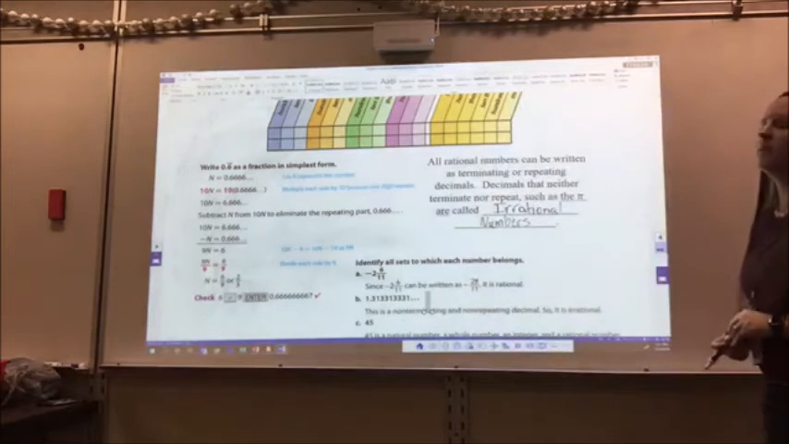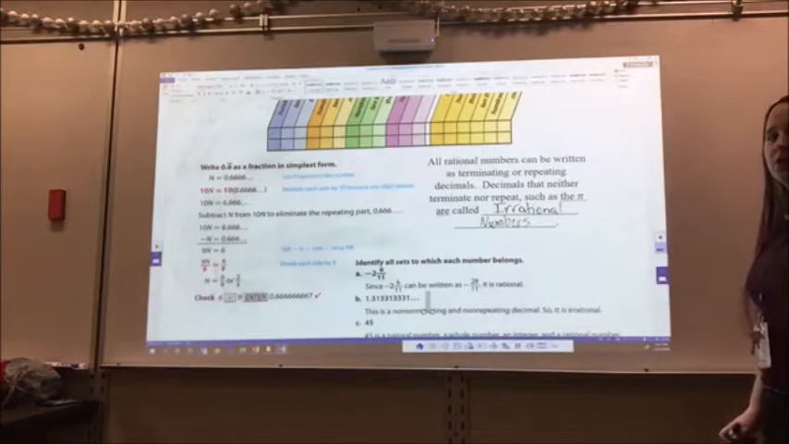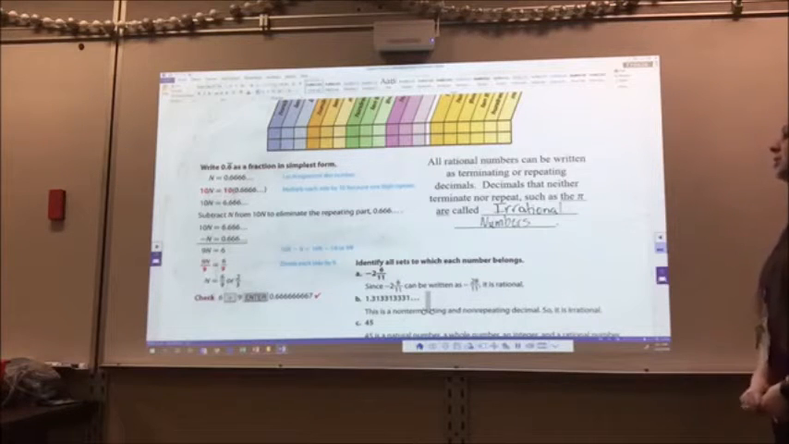Irrational numbers are numbers that never terminate or repeat. So pi is an example. It never terminates. It never actually repeats. There's no repeating pattern in it.